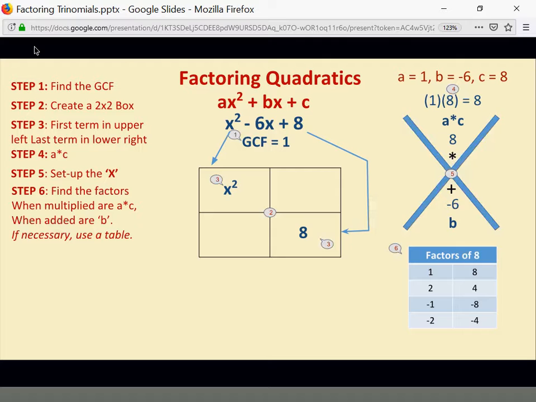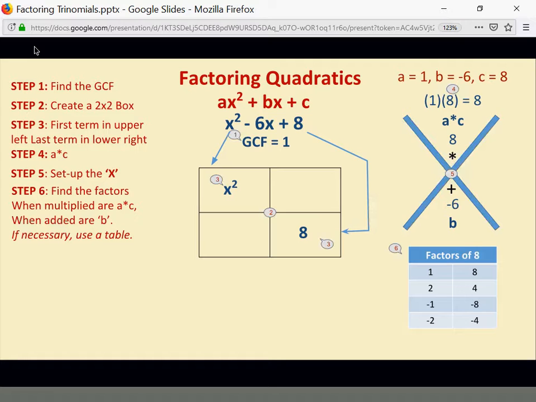Well, then there are other factors of positive 8, and that's if we multiply two negative numbers together. So, negative 1 times negative 8 is positive 8. But is negative 1 plus negative 8 negative 6? No, that's negative 9. Now, negative 2 times negative 4 is positive 8. Is negative 2 plus negative 4 negative 6? Yes. So it works for the top and works for the bottom.